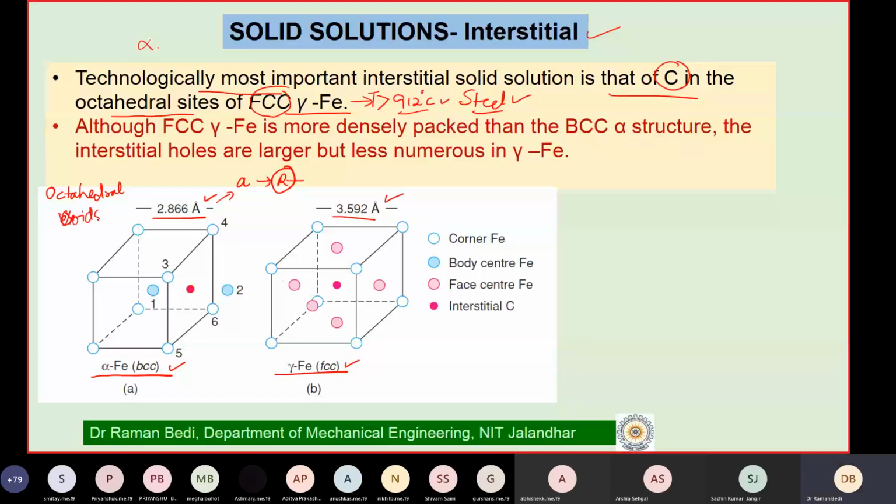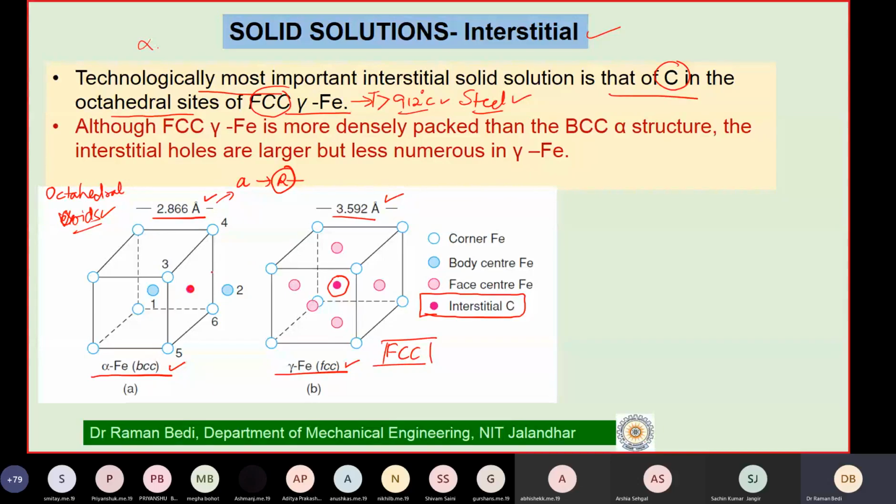Although I have not covered this because it will take more time. But when you come to this topic here, that is the right hand figure for FCC or CCP structure, we have evaluated that one of the octahedral voids is available here at the center of the unit cell, and that is where the interstitial carbon atom will be located if it is located in the octahedral voids of your FCC structure.